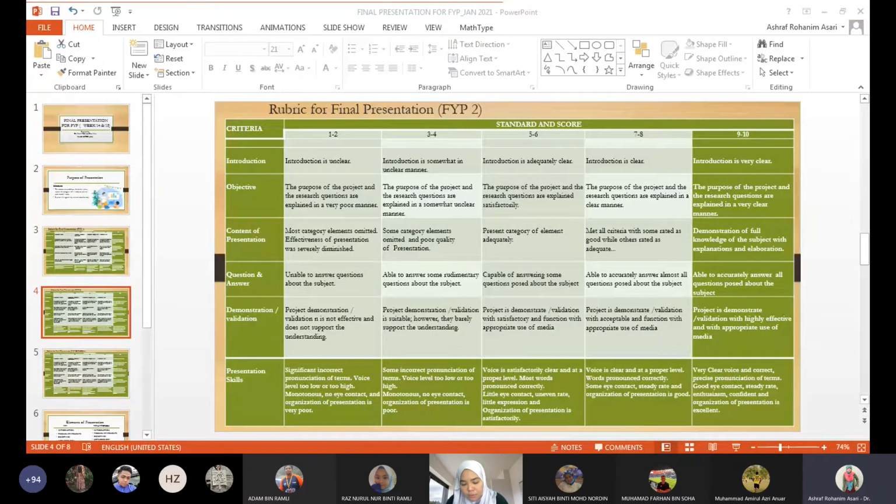Under content of presentation, you have to ensure the originality of your material during your presentation. So the slide must be very unique, like it's from you. Please don't just copy paste from somewhere. Then you have to go to the background, methodology.